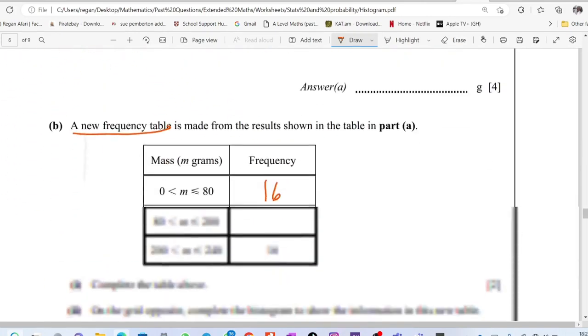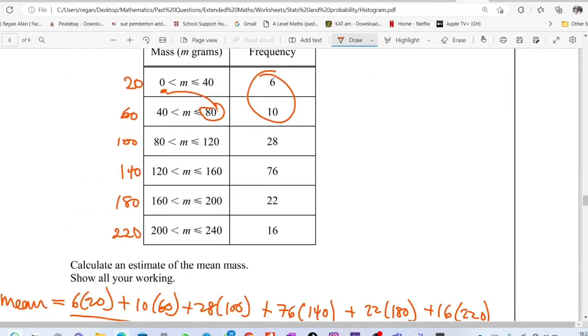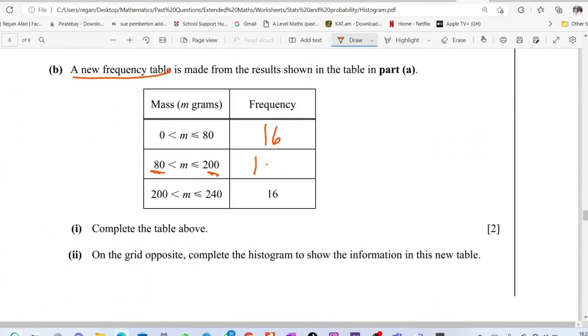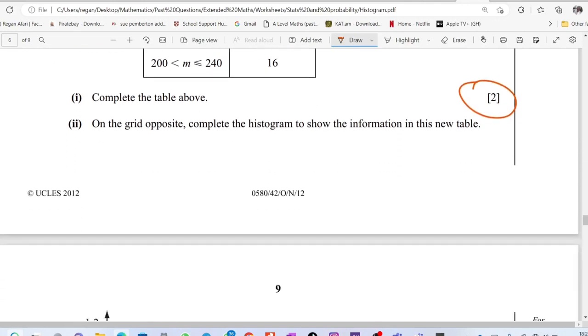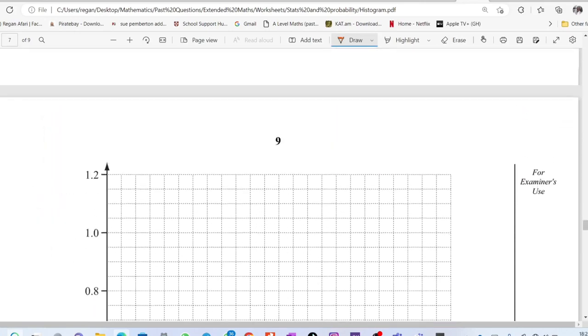Then from 80 to 200. Let's go and check it out. It's from 80 all the way to 200, and that would be 28 plus 76 plus 22. That's 126. That's cool. Okay, you just do this. They give you 2 marks. Interesting. And now they want us to use it to sketch, right? They have even done some for us.